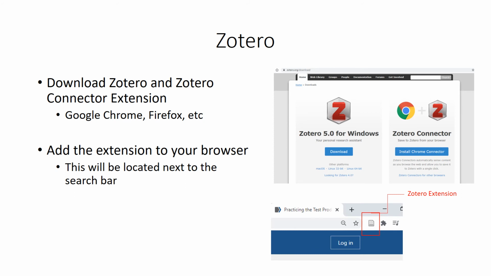After you register and verify your email address, go and download Zotero and the extension for either Google Chrome, Firefox, or whichever web browser you use. However, it is more ideal to use either Google Chrome or Firefox when using this software program. Once you add the extension to your browser, it will be located next to the search bar.